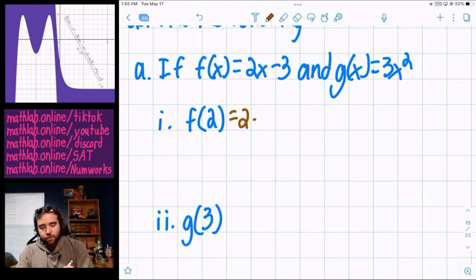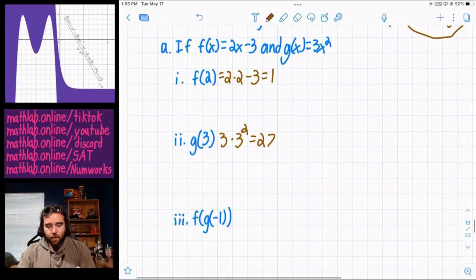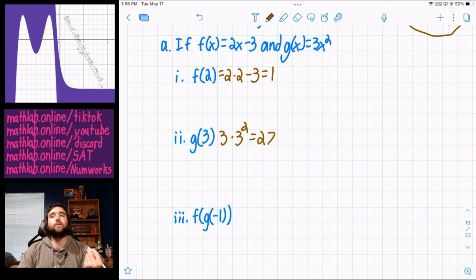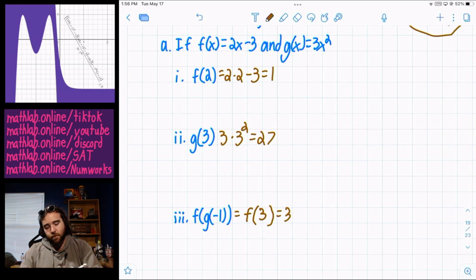So this is 2 times 2 minus 3, which is 1. This is 3 times 3 squared, which is 27. This, you got to start with the inside. So you first got to say, what's g of negative 1? Well, g of negative 1, so negative 1 squared is 1. 1 times 3 is 3. So g of negative 1 is 3, which means we're really just doing f of 3, which is 2 times 3 minus 3, which is 3.